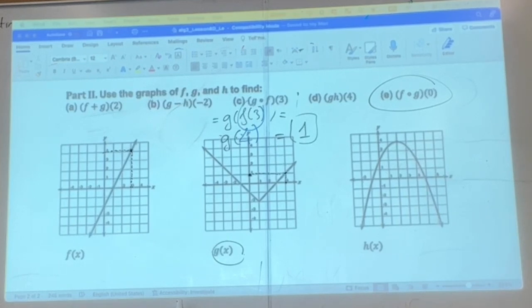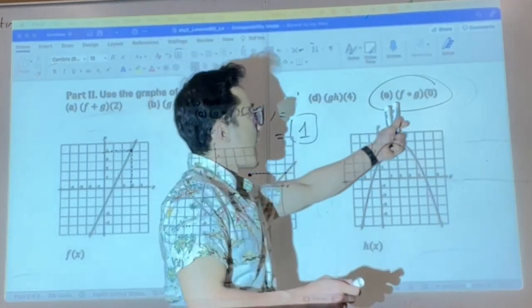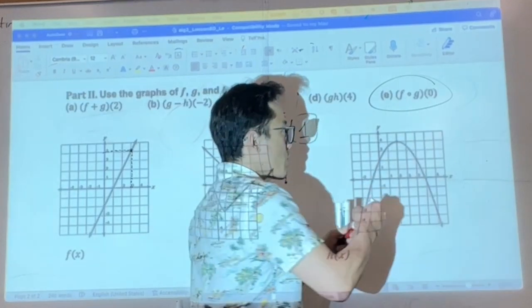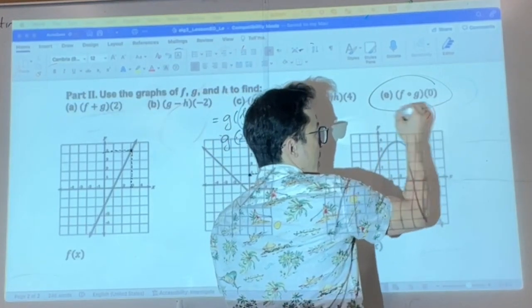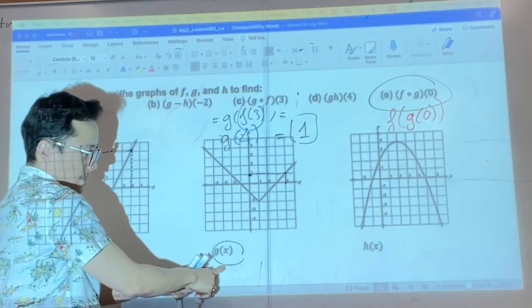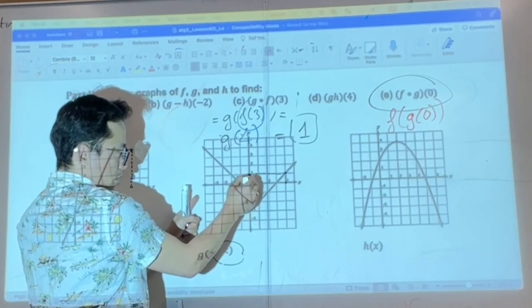Alright, the answer is... no one's still working on it, right? The answer is -4. Why is it -4? Okay. F of G of 0. Which one is closest to 0? G, right? So I'm going to find G0 first, and then I'm going to find F later. What is G0? Okay, look at G. G0, okay, 0 right here.